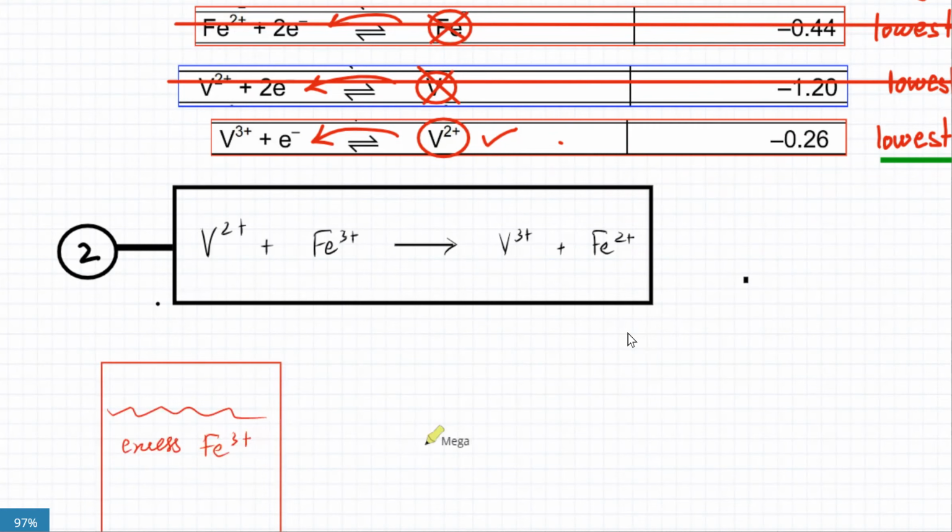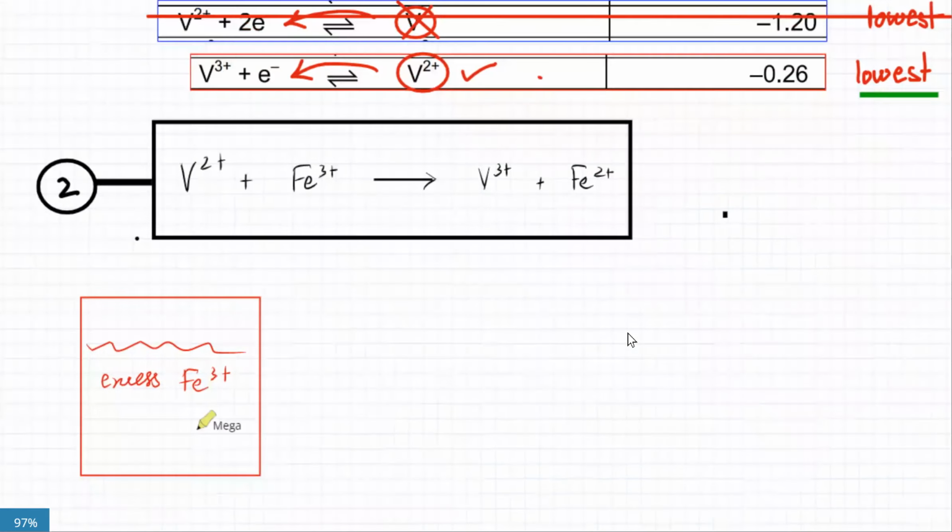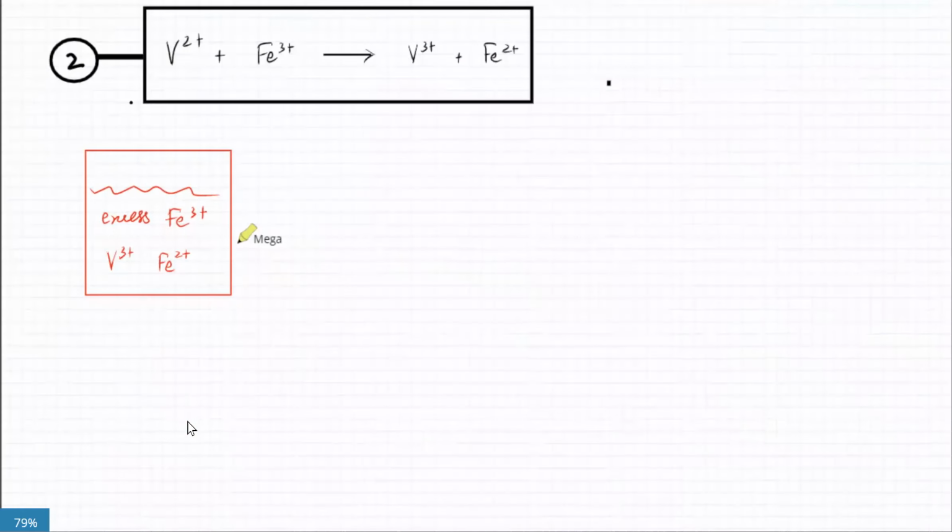And what are your products now? It's V3+ and Fe2+. So your beaker contains V3+ and Fe2+. Remember, these are your products that are formed, and the Fe3+ was added in excess, so there's still some Fe3+ left.